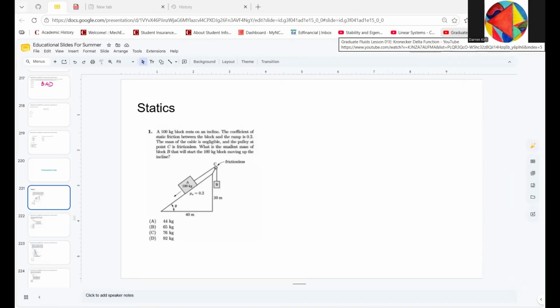So let's look at this thing over here. We're trying to figure out the mass of B. And to figure that out, we need a summation of, we'll just make a new coordinate system. This is going to be locally over here. Why locally over here? Because this frictionless pulley makes this translate immediately.